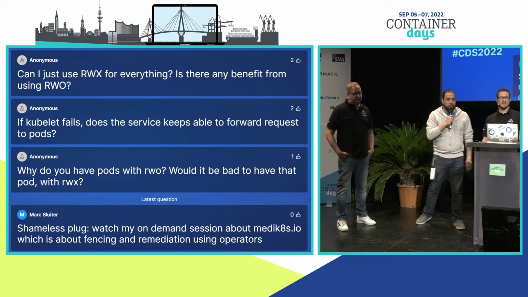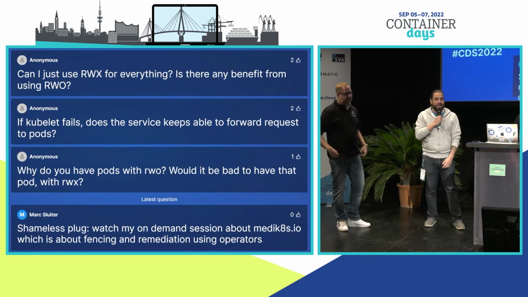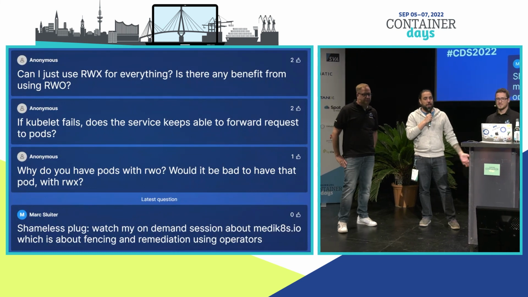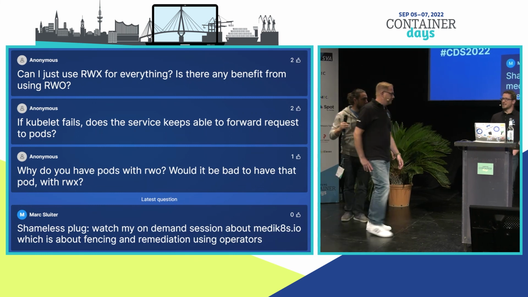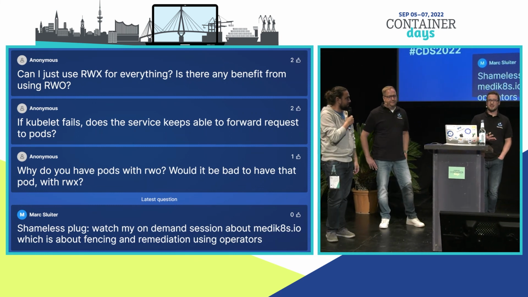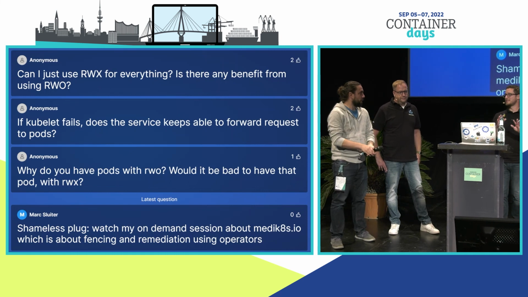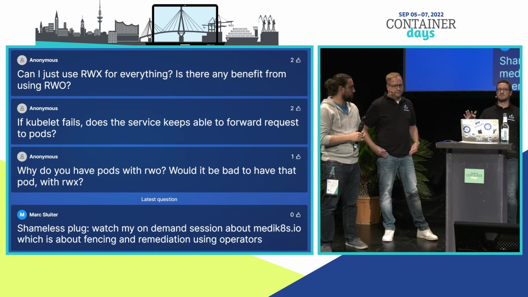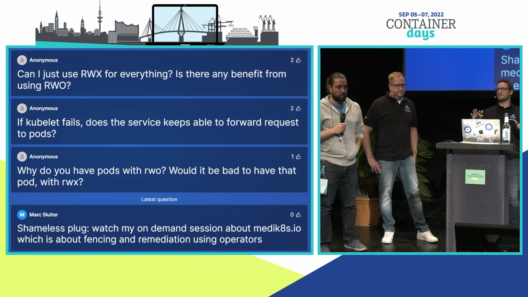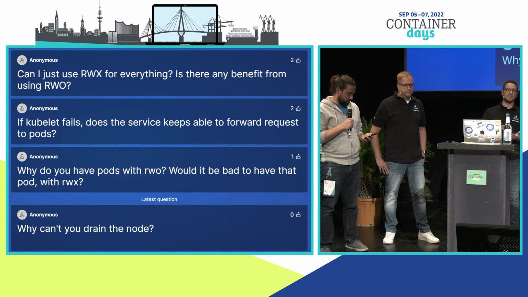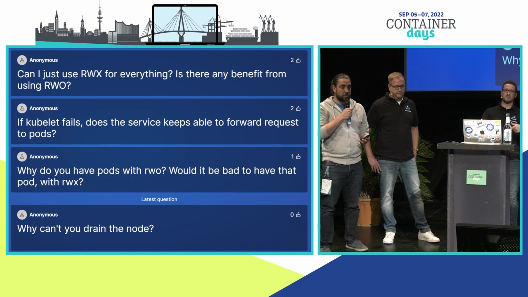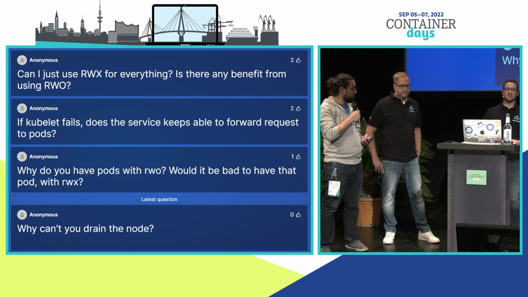Obviously, most of them are with regards to read-write-many and read-write-once. Can I just use read-write-many for everything? Is there any benefit from using read-write-once? Yeah, you can, right? But the downside is Kubernetes then makes the assumption it is safe to attach to multiple nodes. Make sure that is actually true for your environment, for your application. In that case, it actually has benefits, because if you do rolling updates of pods, that is a little easier with read-write-many. But make sure your application can handle the fact that multiple instances potentially access the same file.